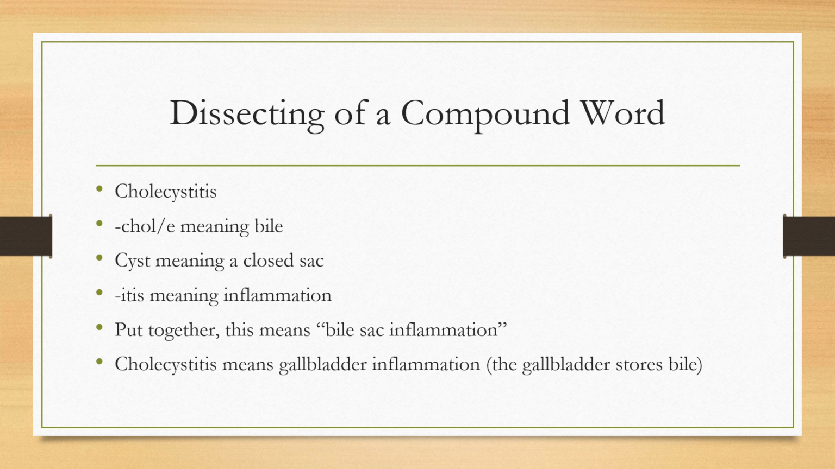I'll give you a hint. Your bile sac is your gallbladder because it's right next to your liver. That's what helps put bile into your digestive system. We'll go over that with digestive, obviously. So you have bile sac inflammation, cholecystitis. So you have a gallbladder infection.